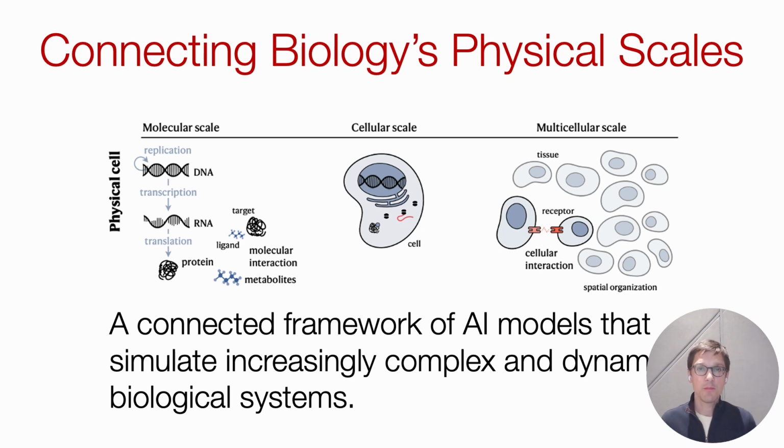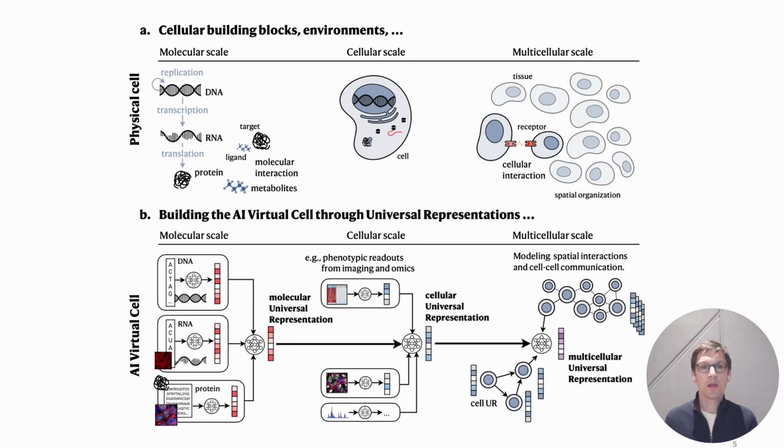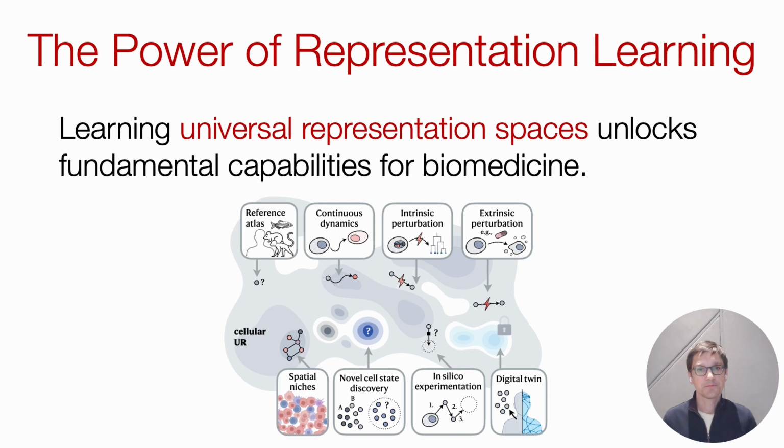If we want to build models across these three scales, we can interconnect them into what we call an AI virtual cell, where we have the molecular scale foundation models that can then feed information to the cellular scale foundation model. And then a collection of cells can be fed to the next level model with all the descriptions of individual cells, which builds the representation of the collection of cells.